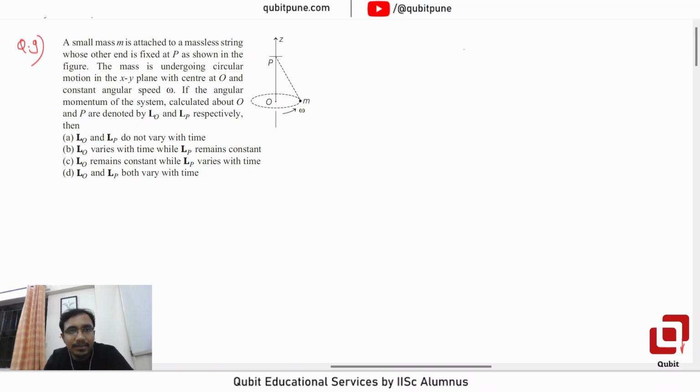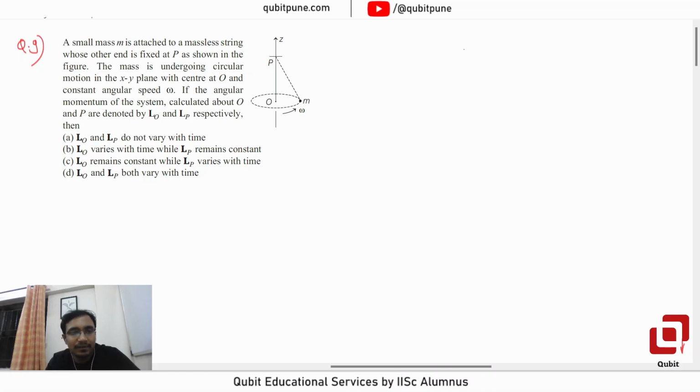A small mass m is attached to a massless string whose other end is fixed at P, as shown in the figure. The mass is undergoing circular motion in the xy plane with center at O and constant angular speed omega. If the angular momentum of the system calculated about O and P are denoted by L_O bar and L_P bar respectively, then: L_O bar and L_P bar do not vary with time.